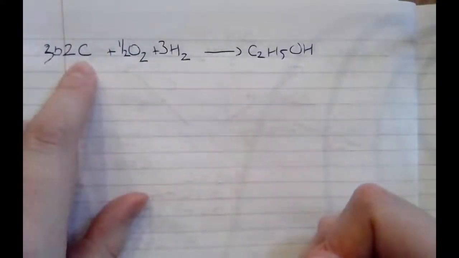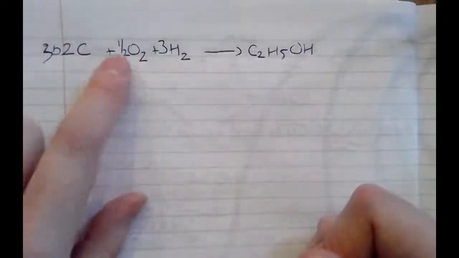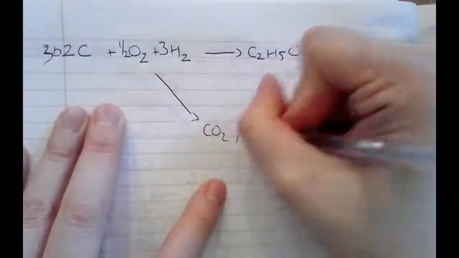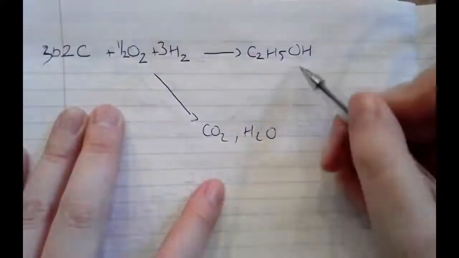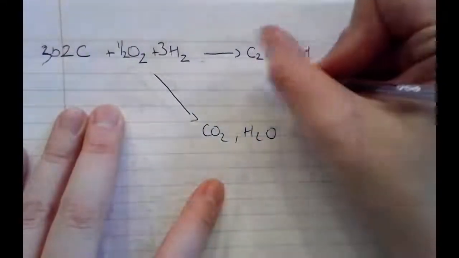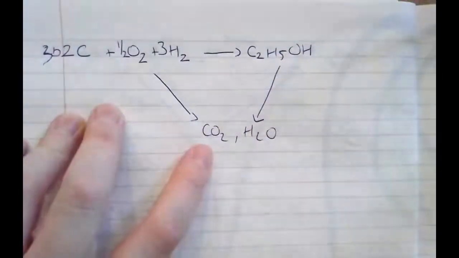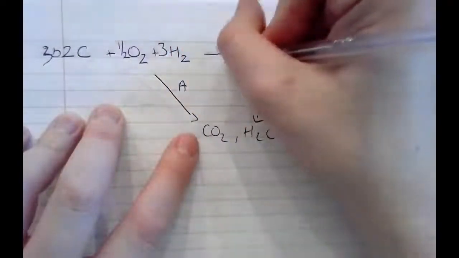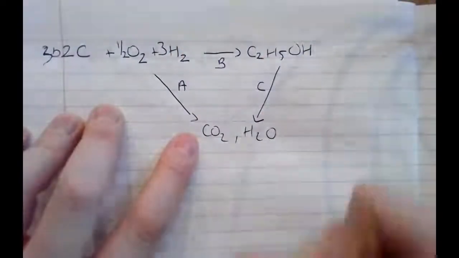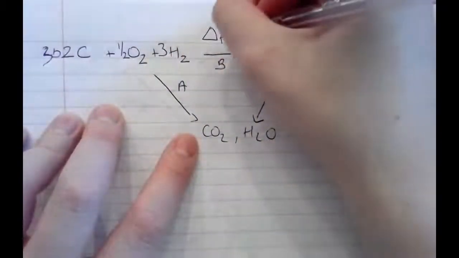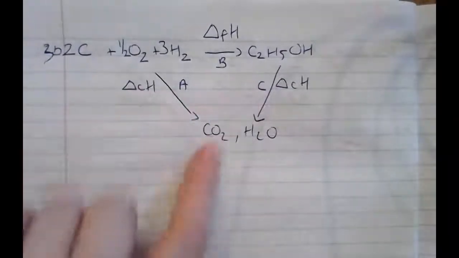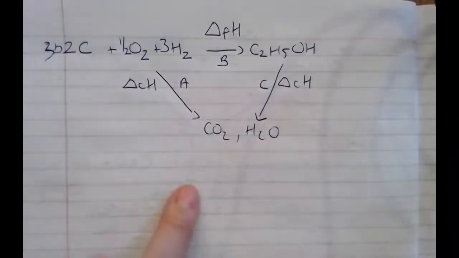Okay. If I were to take these elements, carbon and hydrogen and oxygen, if I were to combust them, I would get CO2 and H2O. Similarly, if I were to combust ethanol, C2H5OH, I would also get CO2 and H2O. I'm then going to write myself a little triangle, A, B, and C. Okay, this is what I'm trying to find, the delta FH. And this is the information that I'm given in the table, the combustion data, the energy release when these things are combusted. I'm going to write myself a little equation.